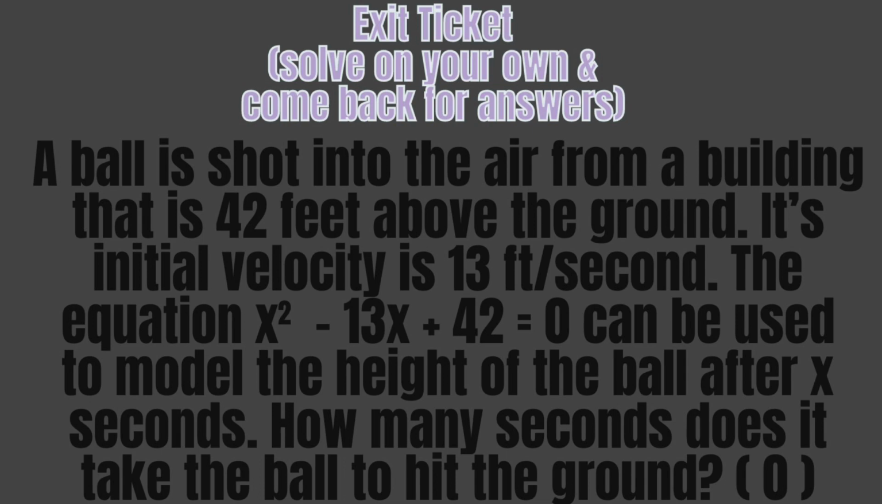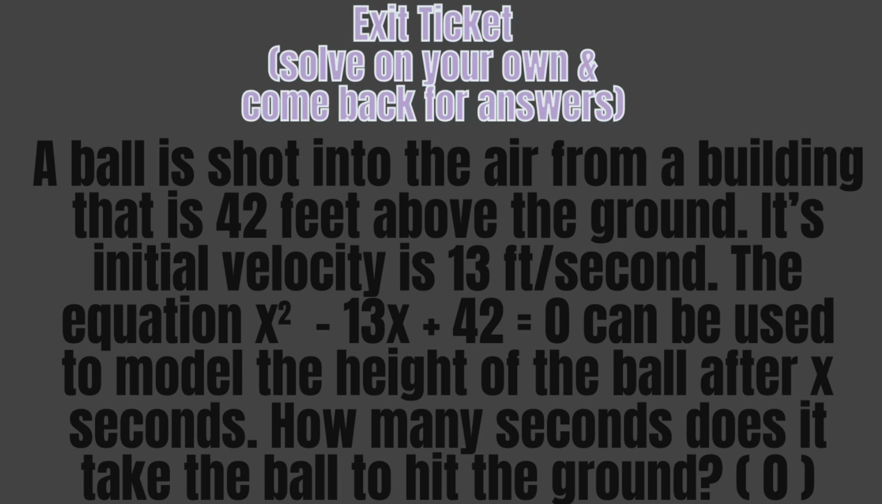Now you have an exit ticket, which is a word problem. You will also have to pause this video, solve on your own, and come back for the answers. The word problem states a ball is shot into the air from a building that is 42 feet above the ground, which is the constant. Its initial velocity is 13 feet per second, which can be represented as 13x.